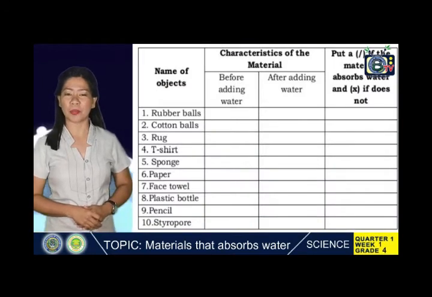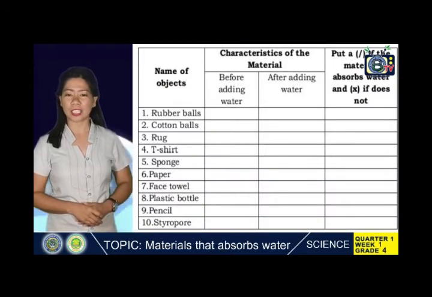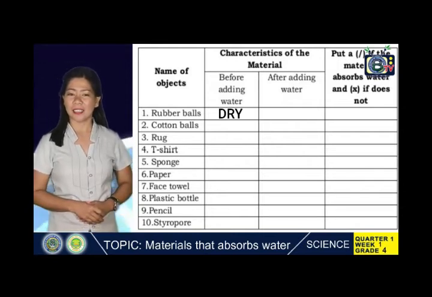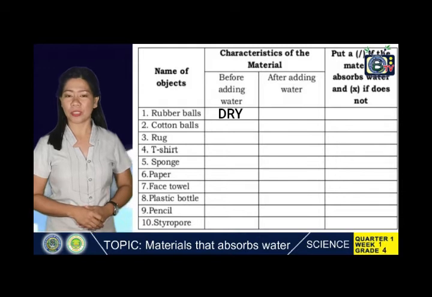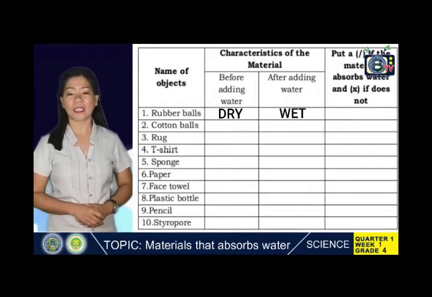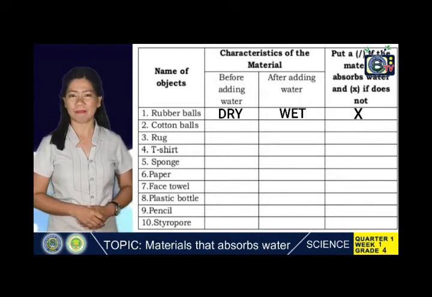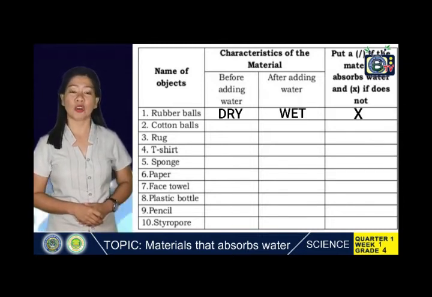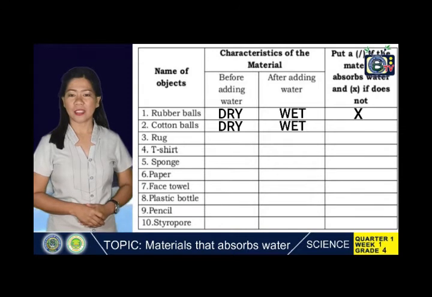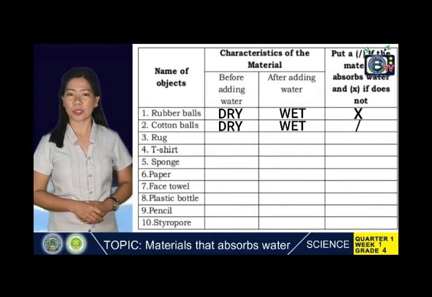Number 1 is rubber ball. Characteristics of the materials before adding water is dry. After adding water is wet, and X, does not absorb water. Number 2 is cotton balls. Dry, wet, absorbent. Check, it absorbs water.